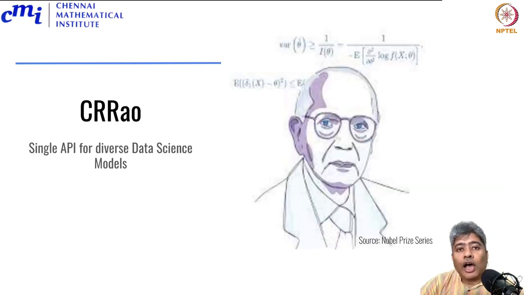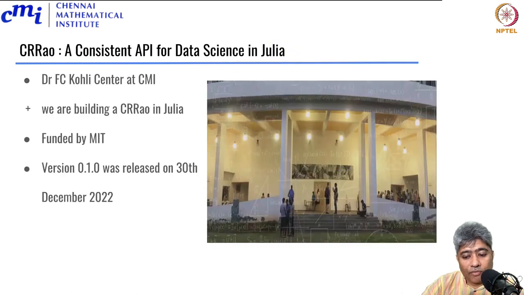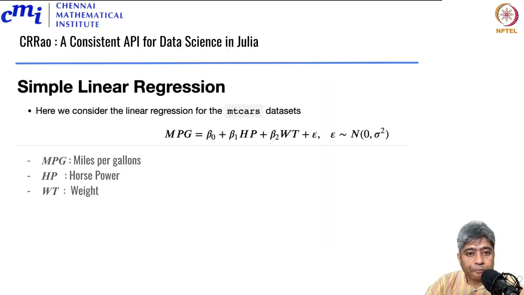So now I will speak about the CRRao package that we are developing at CMI. We are developing this single API for diverse statistical models at Dr. F.C. Kohli Center at CMI. We are building a package called CRRao in Julia. It was funded by MIT, and version 0.1.0 was released last December.